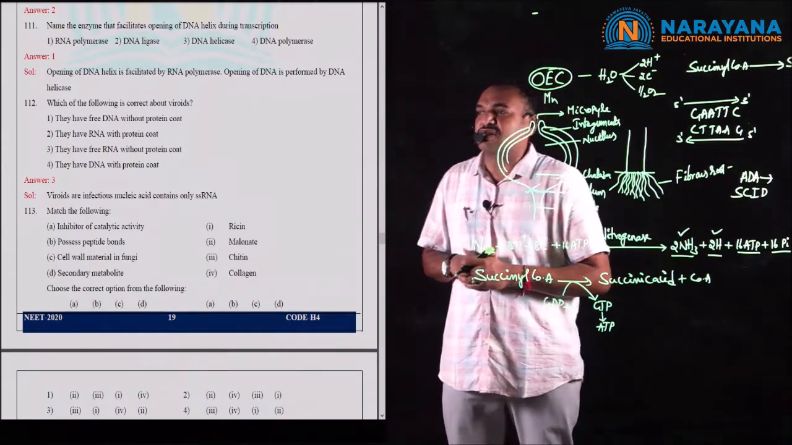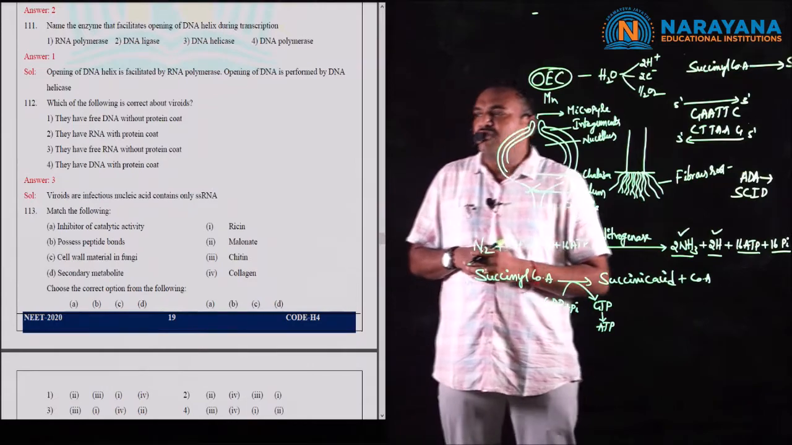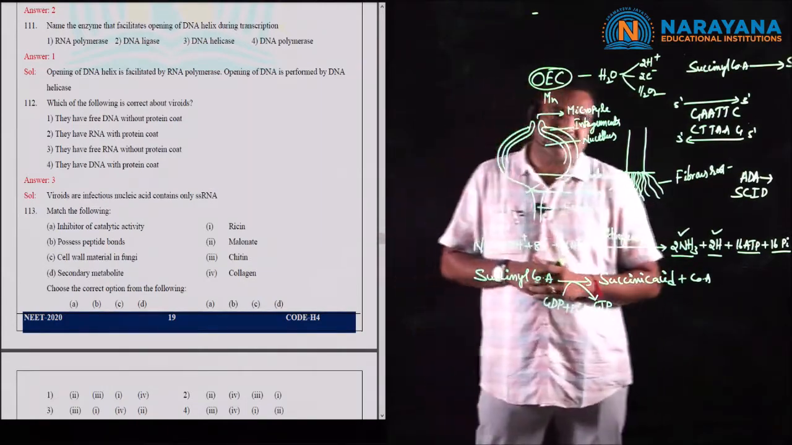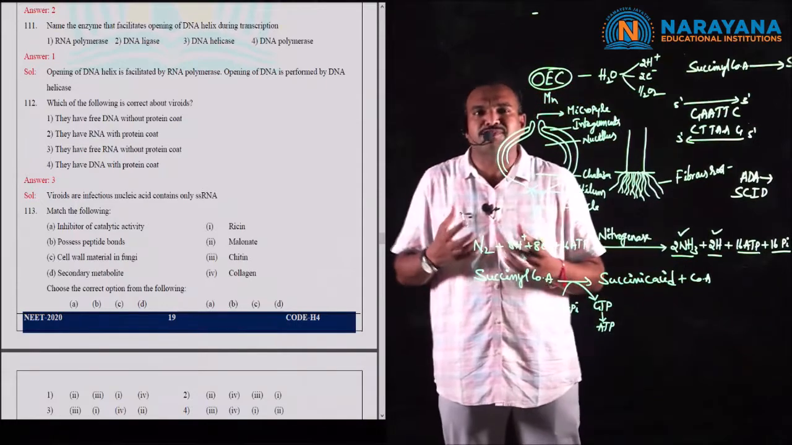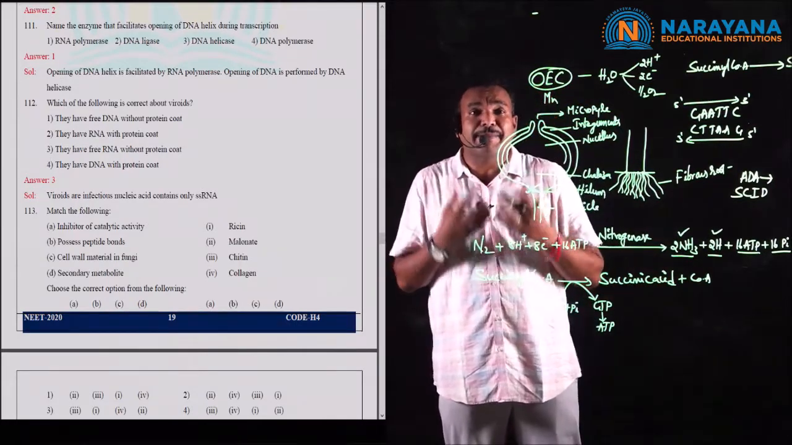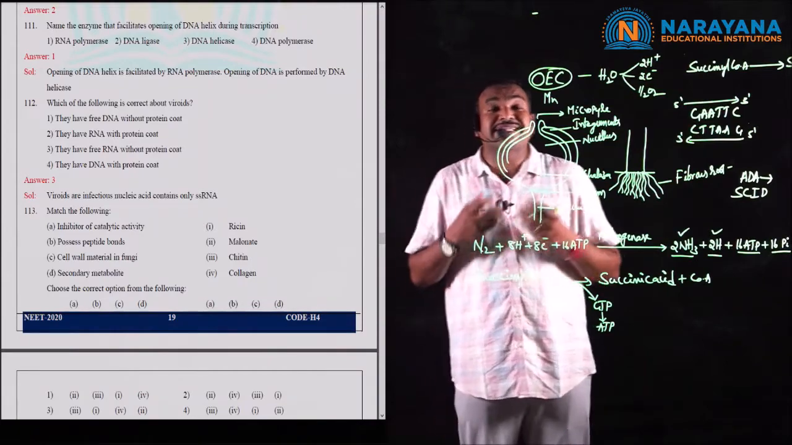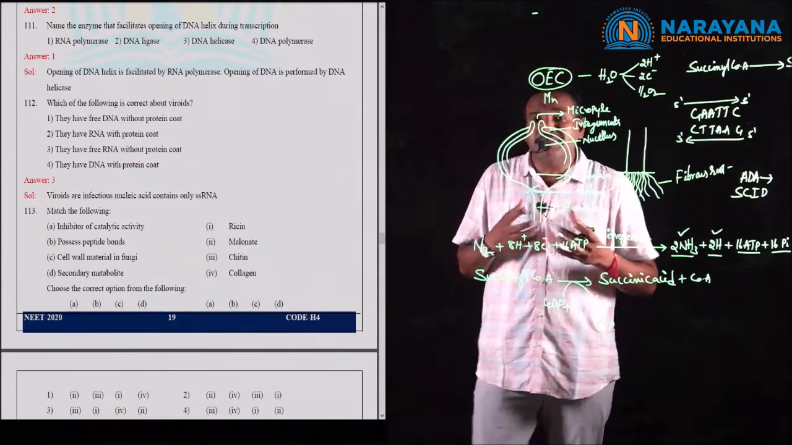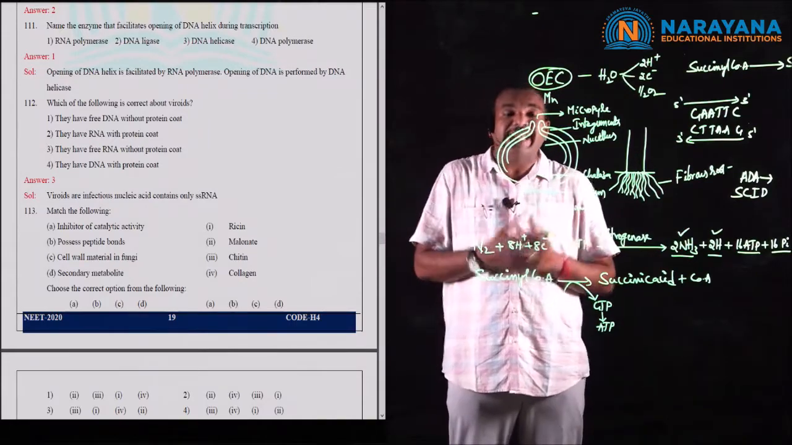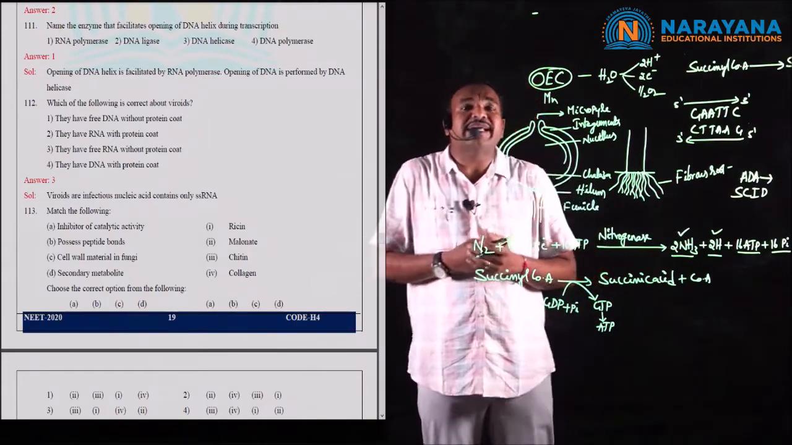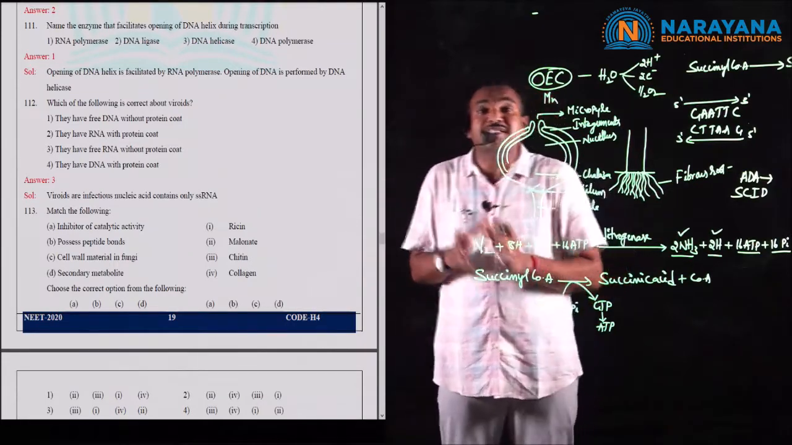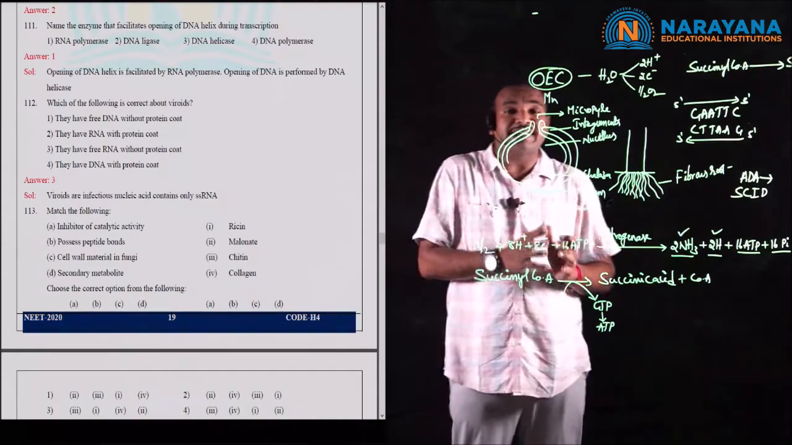So the right option for question number 111 is the first option. And question number 112: which of the following is correct about viroids? What are viroids? Viroids are small infectious microorganisms, submicroscopic biological entities. Viroids are infectious nucleic acid, which means only nucleic acid is present. Even a virus contains nucleic acid and protein. Prions contain only proteins but not nucleic acids.